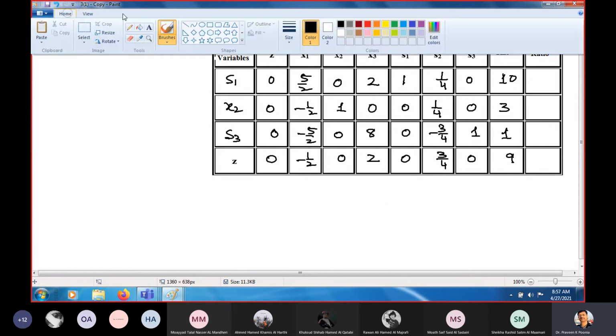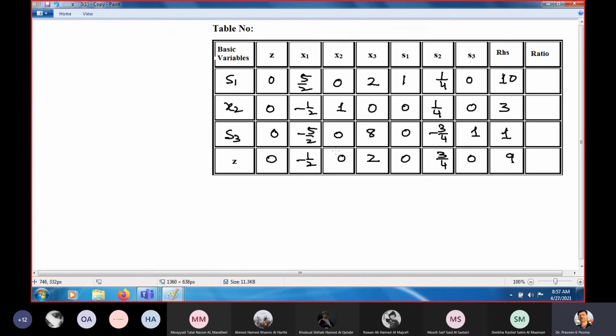And the moment the table is complete, again we need to search. Is there any negative number here? You need to search here. Is there a negative? Yes. One negative is here. Here is negative, not ratio, because both are negative. So negative means there will be no ratio here. Only ratio will be here.